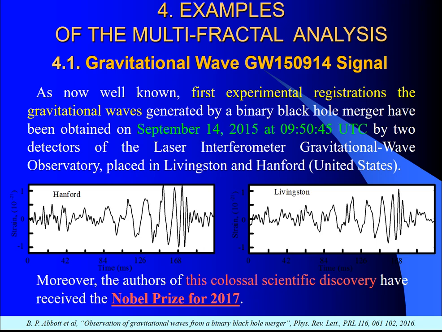It is well known that the first experimental registration of gravitational waves generated by a binary black hole merger was obtained in September 2015, on the Laser Interferometer Gravitational-Wave Observatory in the United States, namely in Livingston and Hanford, and thus we have two signals. We can see there are some similarities if we compare them one with another. And as is well known, the authors of this colossal scientific discovery received the Nobel Prize this year.